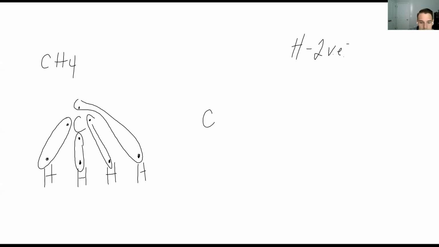And so then what happens is now you have the hydrogens and the carbon sharing their electrons. And now you can see carbon has 8 total valence electrons and hydrogen has 2 for each one of them. Let's do a different one. Let's do water.